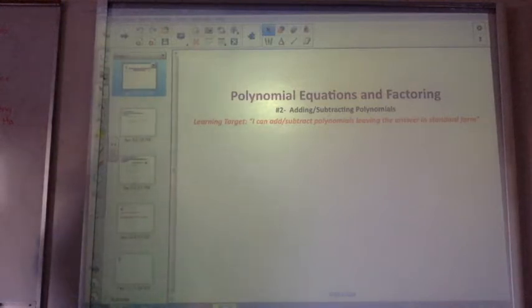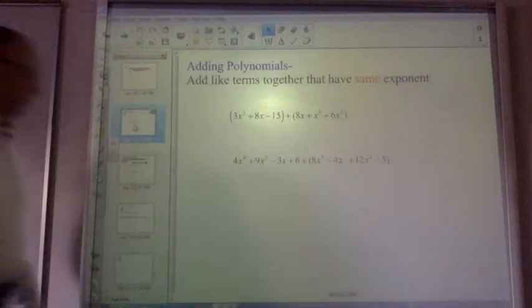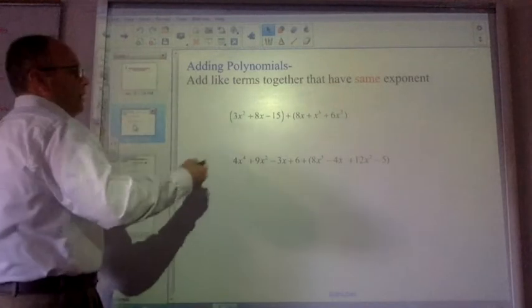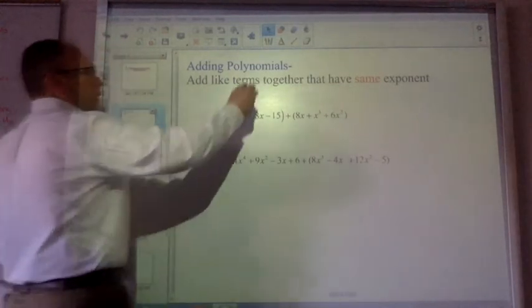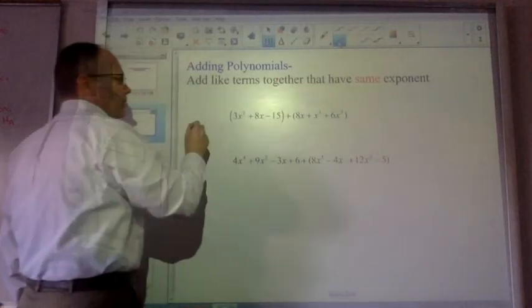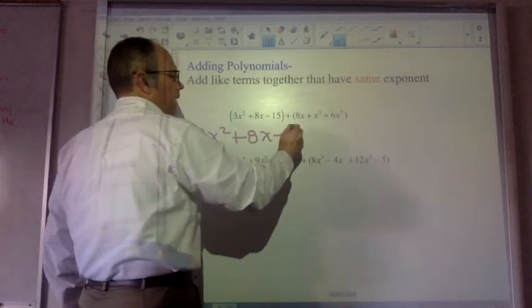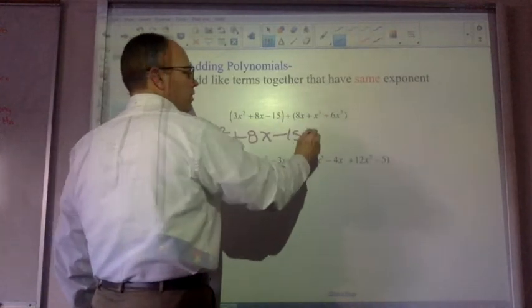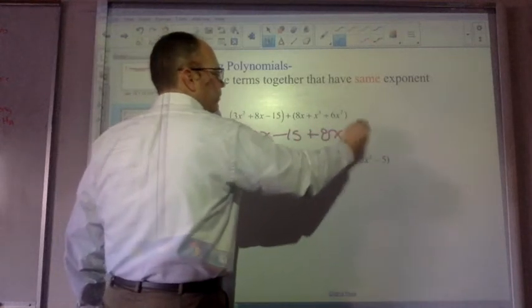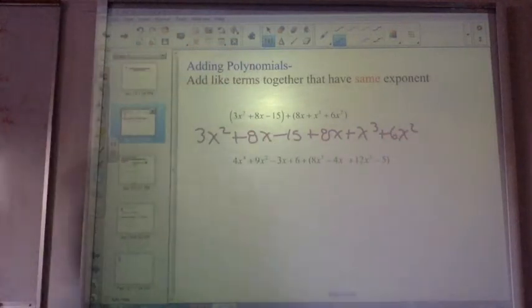All right. Polynomial equations and factoring, adding and subtracting polynomials. The big thing is when you work with these, you need to combine like terms. When you're just adding them together and there's nothing in front of the parentheses, you can just drop the parentheses straight down. So this first one is just going to be 3x squared plus 8x minus 15. I'm not distributing anything over the parentheses here. And then we combine any of our like terms.